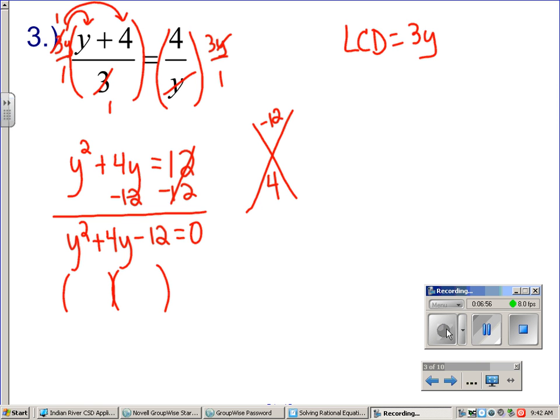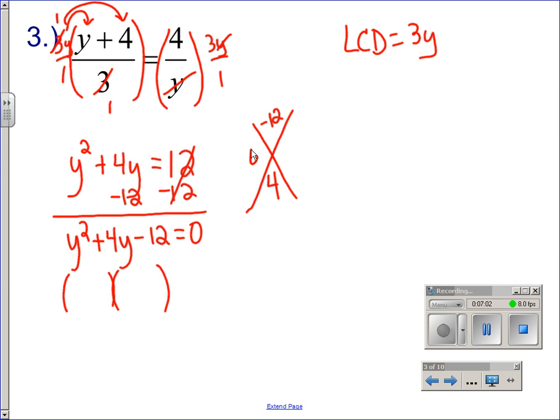All right, so we need two numbers. So what are they going to be? Multiply to give me negative 12, add up to 4. So it's going to be 6 and negative 2. So now we have y plus 6, y minus 2.